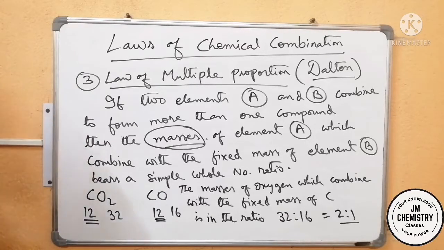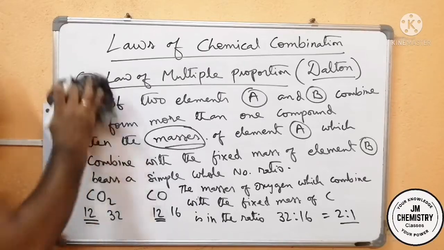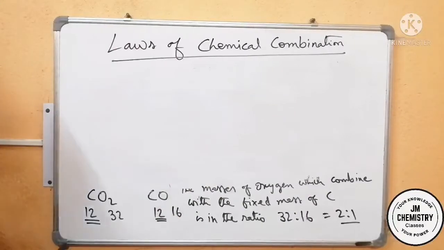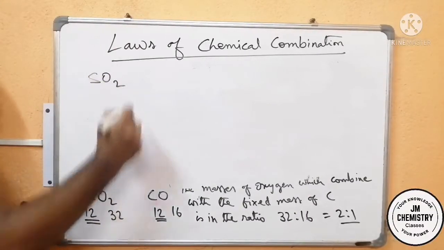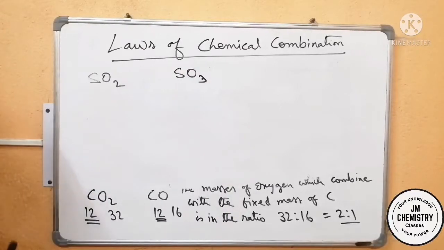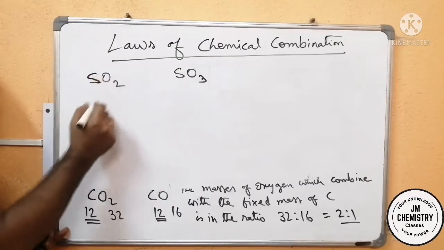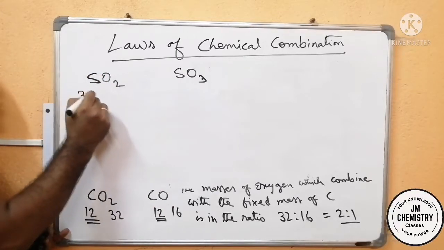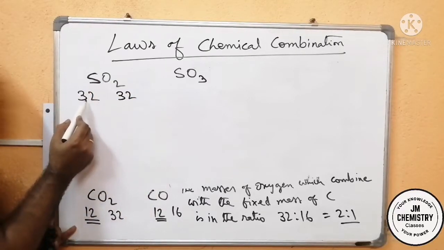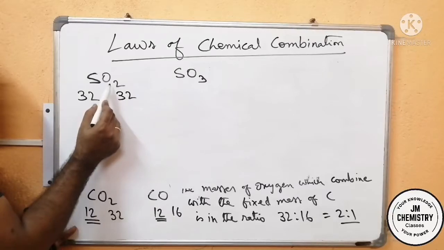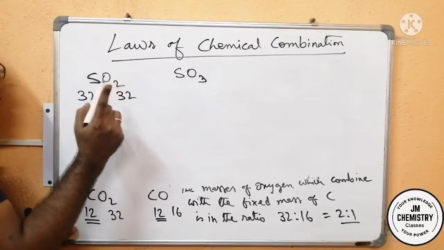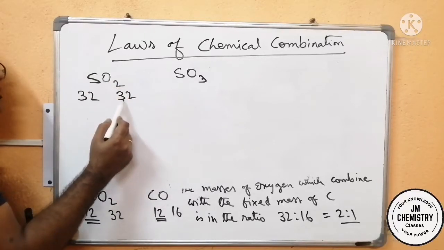Next consider sulfur dioxide and sulfur trioxide, SO2 and SO3. In sulfur dioxide, the amount of sulfur is 32 and the amount of oxygen is also 32. The atomic mass of sulfur is 32. Here 2 oxygen atoms are there, and the atomic mass of oxygen is 16, so it is 32.